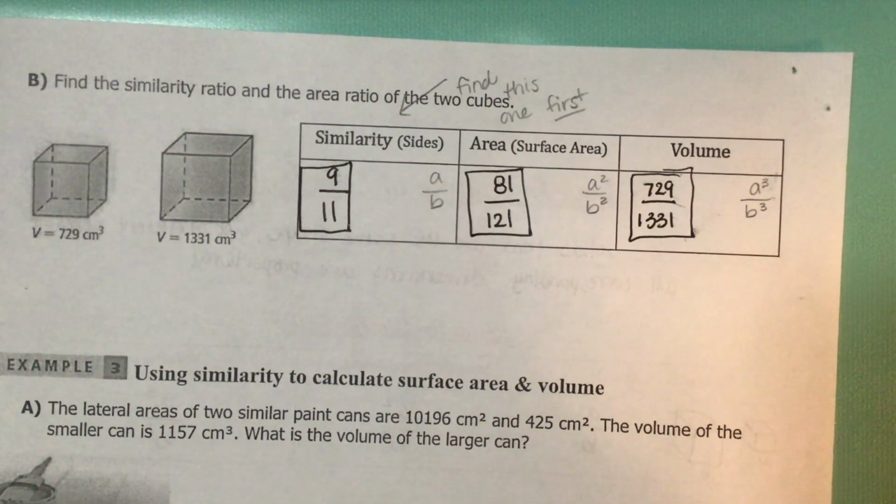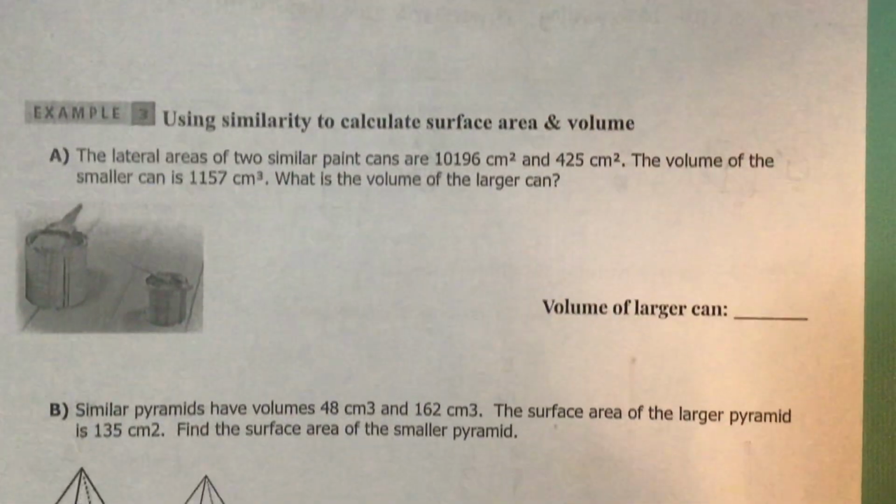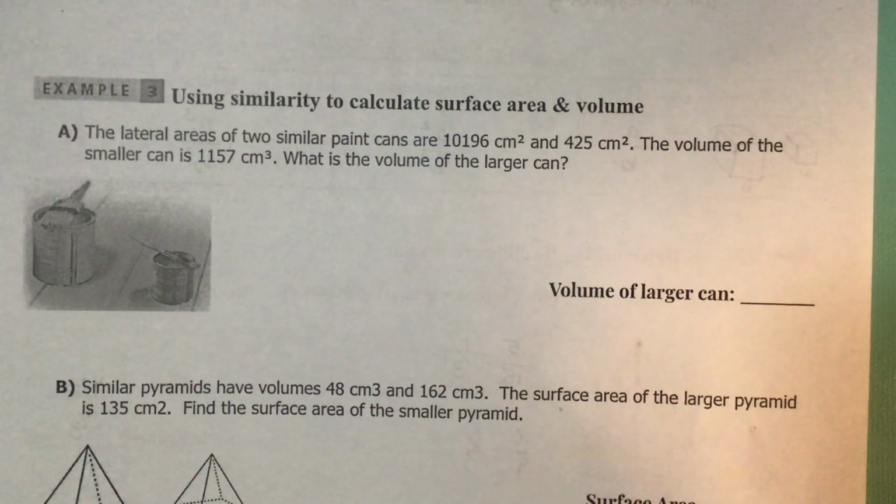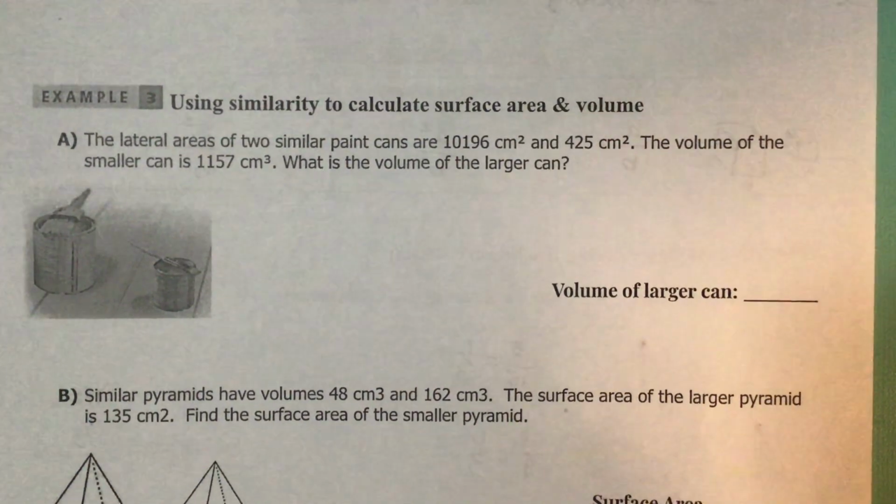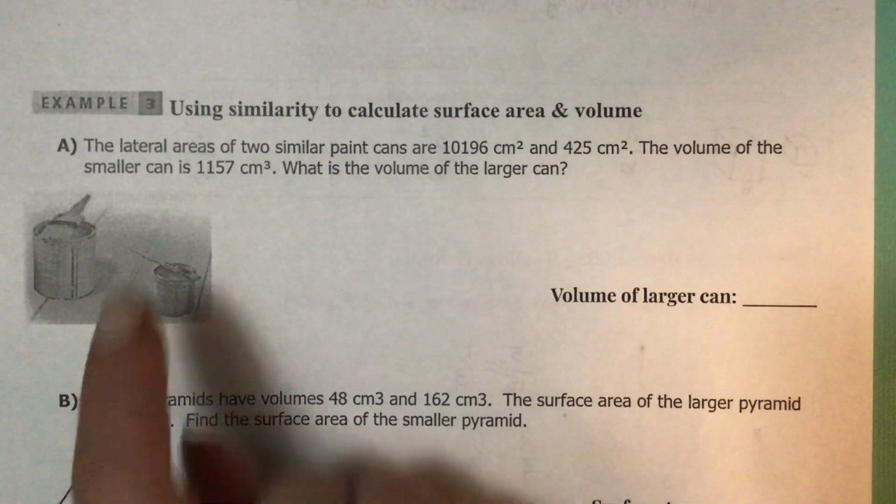Awesome. So that's how you find the ratios when you're given ratios for a different form of measurement. Like if you're given volume, you can find the ratio for similarity and area. Now, we can also apply that to find specific values in word problems. So that's what we're going to do in the next example: using similarity to calculate surface area and volume.